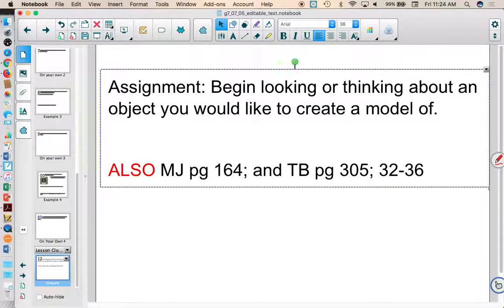Here's your assignment. I want you to begin looking or thinking about an object you would like to create a model of. Okay? But then the assignment that you're going to turn in, you're going to bring with you on Monday, is the math journal page 164 and the textbook page 305, 32 to 36.